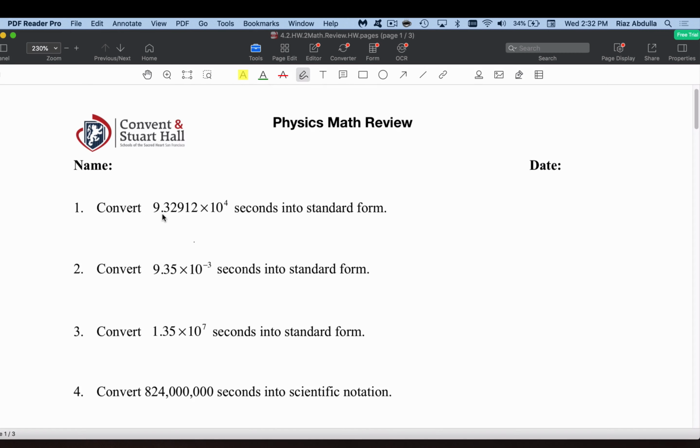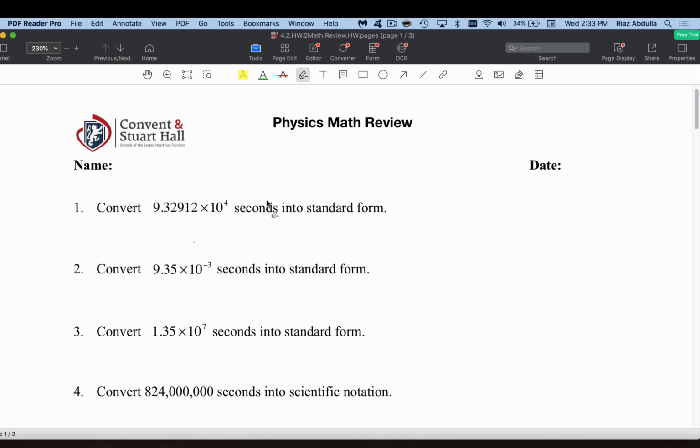So we are beginning our math review. This is going to look very much like your real test. This is a practice test that we're going to be solving just to make sure that we are getting ready for the exam that's coming up on the 20th of September, I believe, for the physics class.